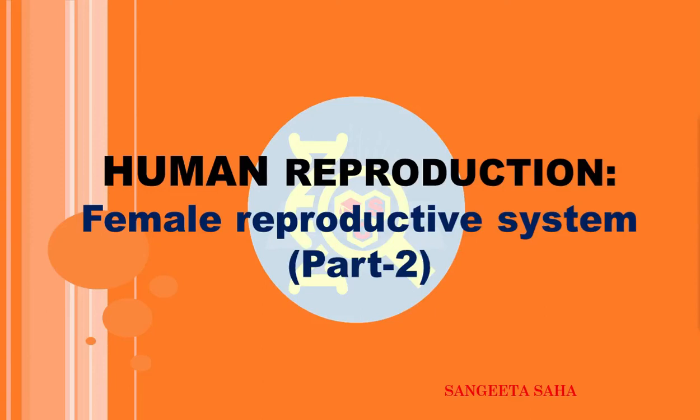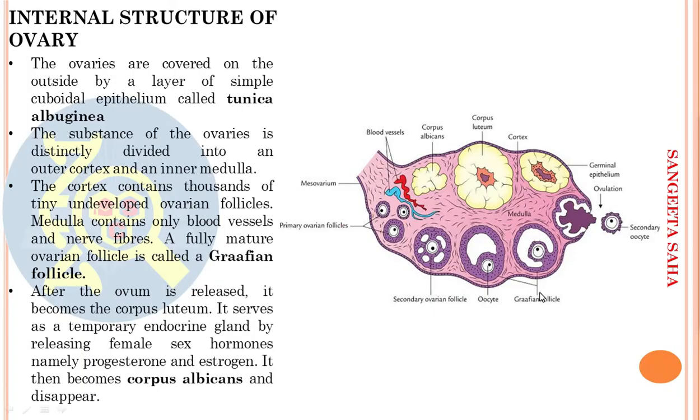Hello students. In the previous lesson you have already learned about the different parts of the female reproductive system. Now today we are going to learn about the internal structure of the ovary. If you look at the picture here, you will see this is the internal structure of the ovary.